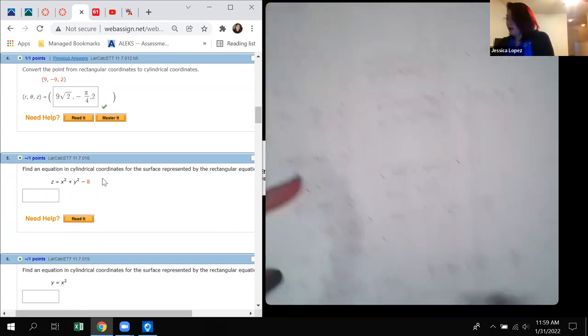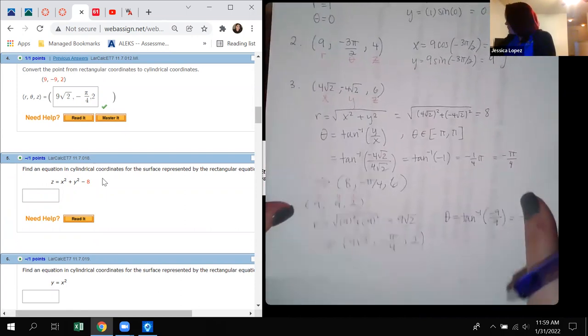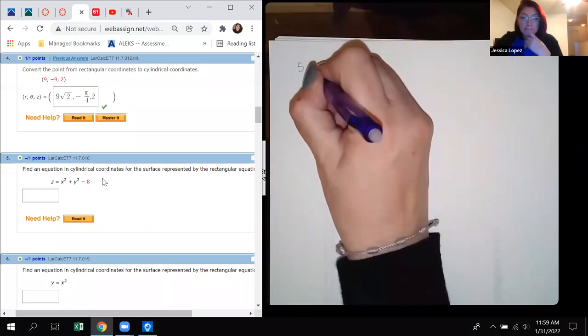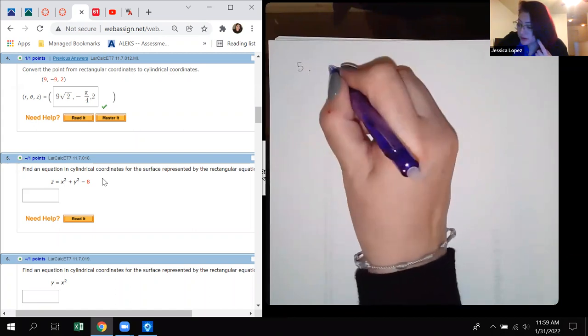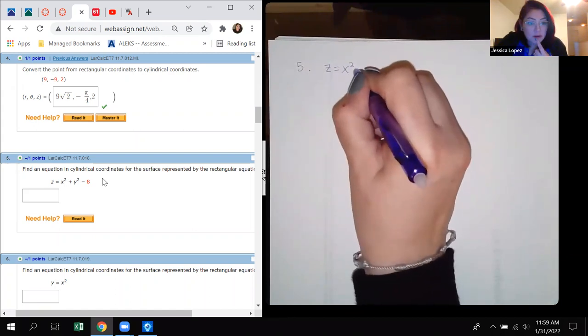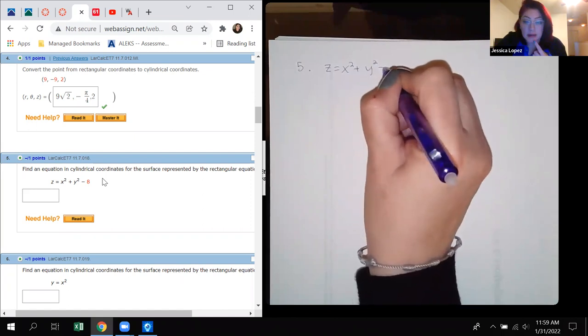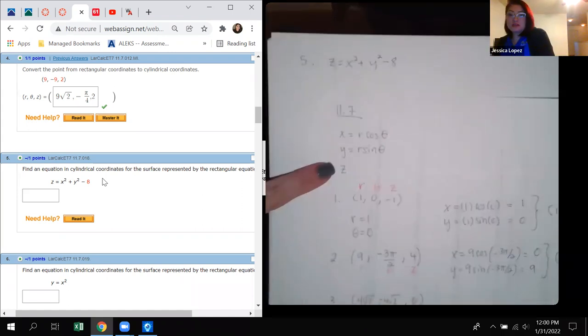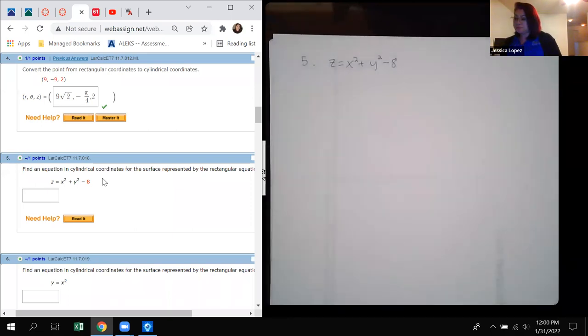Okay, number 5. Let's go for number 5. So now we have z equals x squared plus y squared minus 8. Okay, and it says find an equation in cylindrical coordinates for the surface represented by the rectangular equation. Okay, so we need to use those same facts, right? Z is equal to z, x is equal to this, y is equal to that.